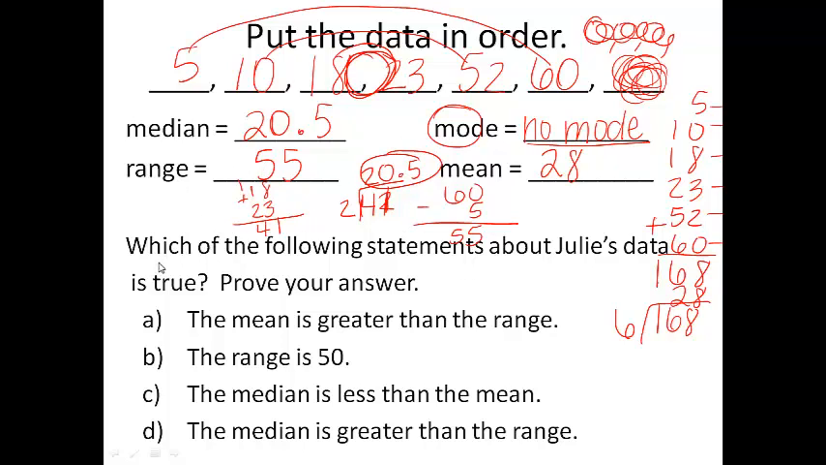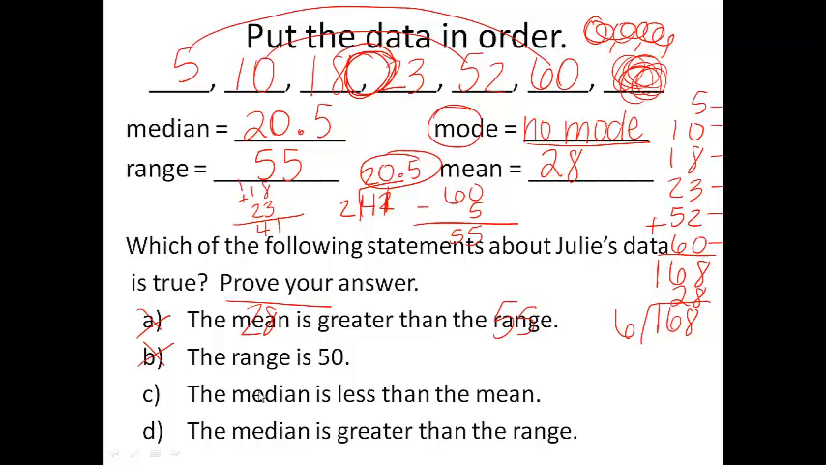Well, now we have to read this question. Which of the following statements about Julie's data is true? Prove your answer. Well, proving our answer would be just working out this stuff up here. The mean is greater than the range. Well, the mean was 28. The range was 55. The mean is not greater than the range, so that's not true. The range is 50. Well, no, our range is 55, so that's not true.